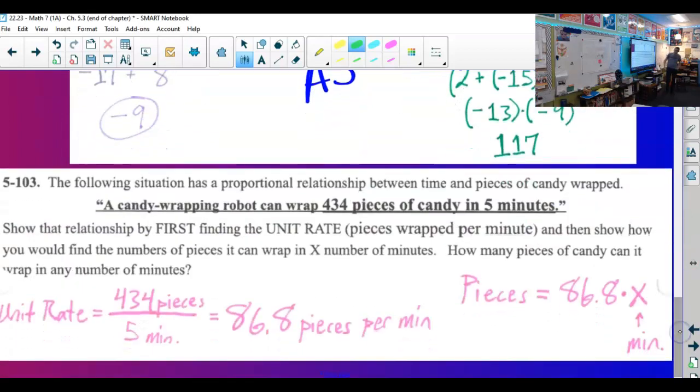Minus the negative becomes plus the positive. All right, moving on. Unit rate for the machine, 86.8 pieces per minute. Guys, if you got a really small number, you did your division in the wrong order. It's pieces per minute, so that's the order we divide. Pieces per minute. Questions?